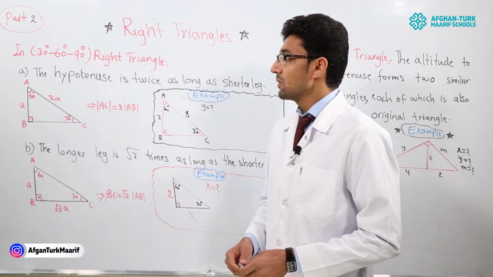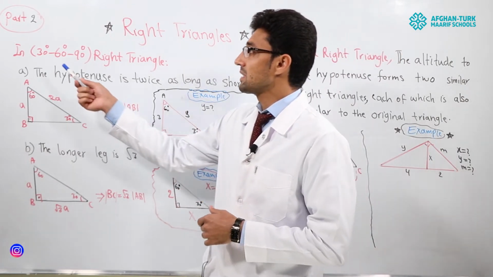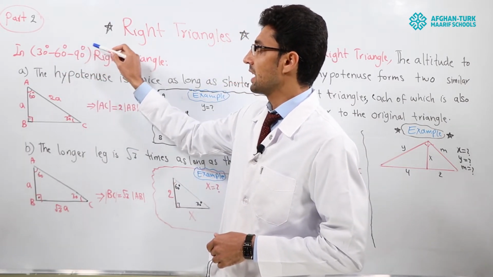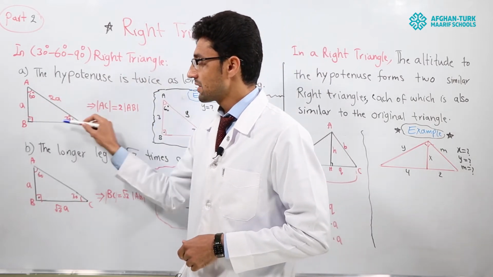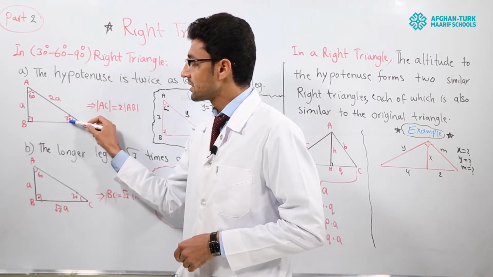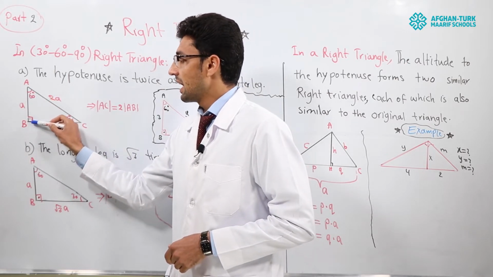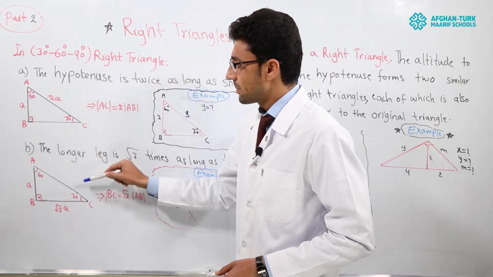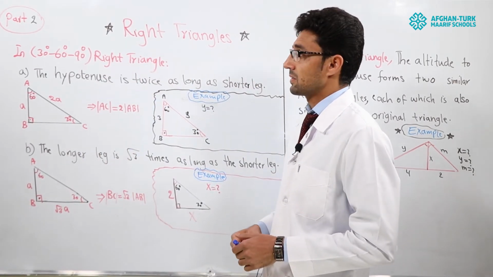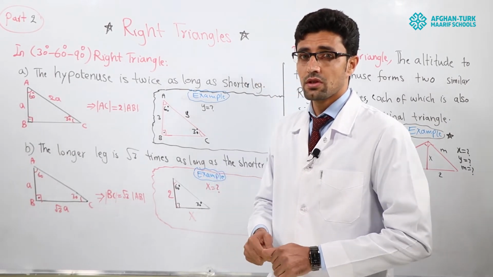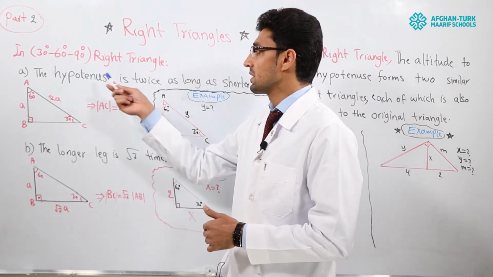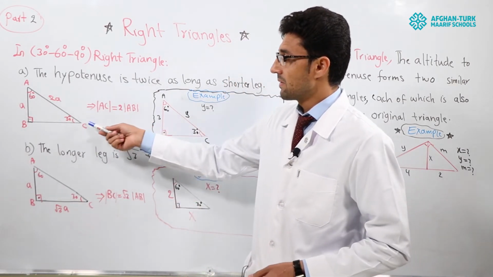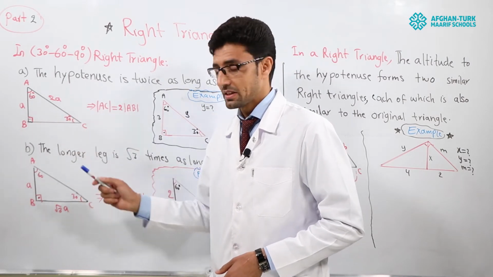Now in here we are going to discuss the type of triangle which has 30 degree, 60 degree and 90 degree. It means a right triangle which has what? 30 degree, 60 degree and 90 degree angles. We are going to study two properties in here that are very important whenever you want to solve the problems. If you know these two properties, you can solve the right triangles which have these properties.